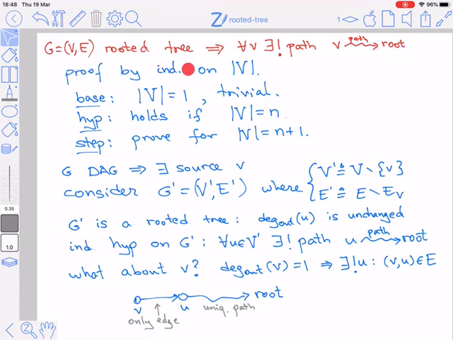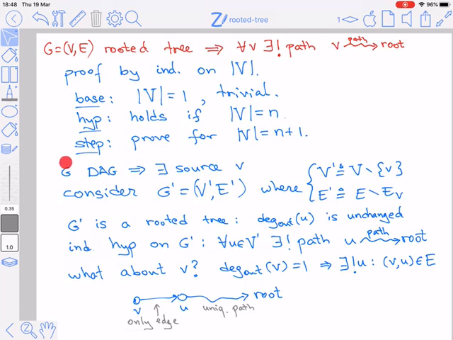The first proof is by induction on the size of V, on the number of vertices. The base case, when there is a single vertex, is trivial. The induction hypothesis states that the theorem holds if the number of vertices is n. In the induction step, we want to prove the theorem for the case that the number of vertices is n plus 1.